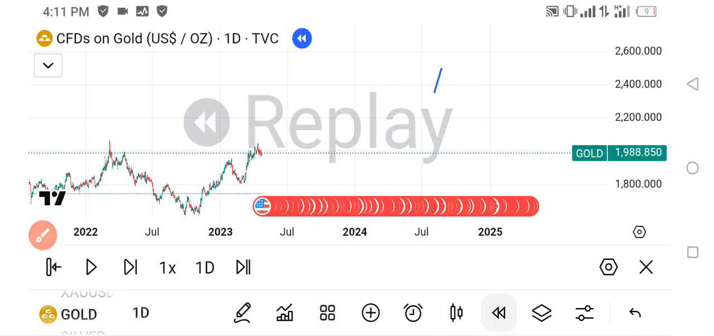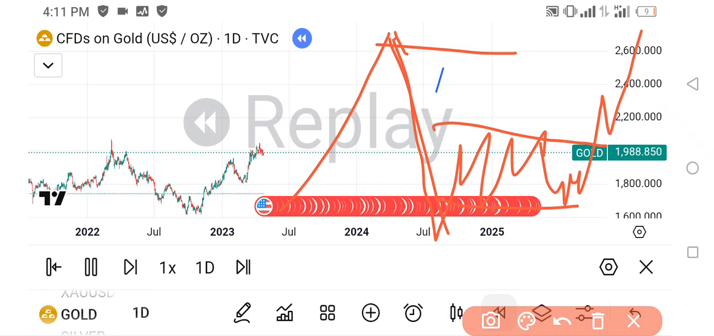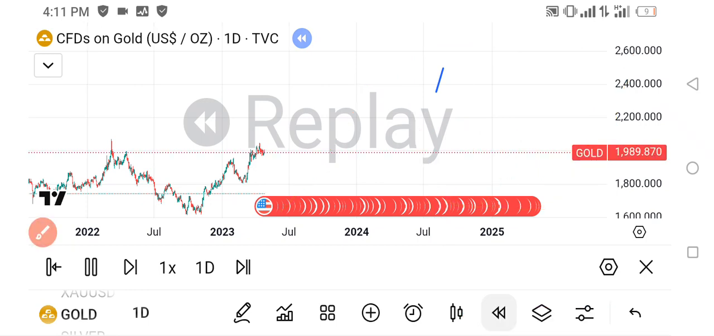Now let's dive right into understanding what this is, and I'm also going to be showing you my analysis on gold and what it's doing currently. Okay, now as you can see here, what we are having here is a break of structure in this market here. Let me see if I can zoom it out a bit.